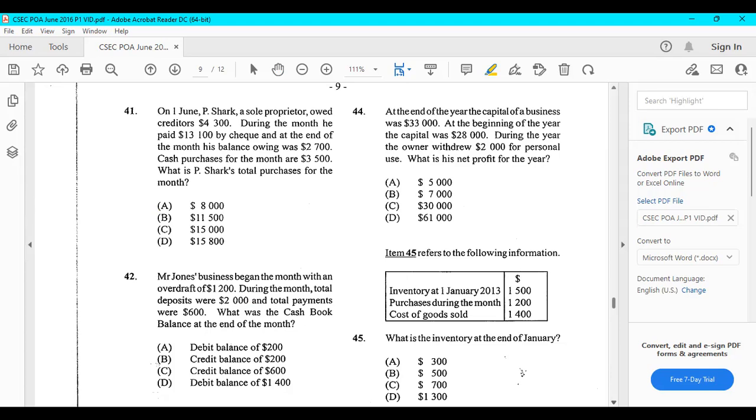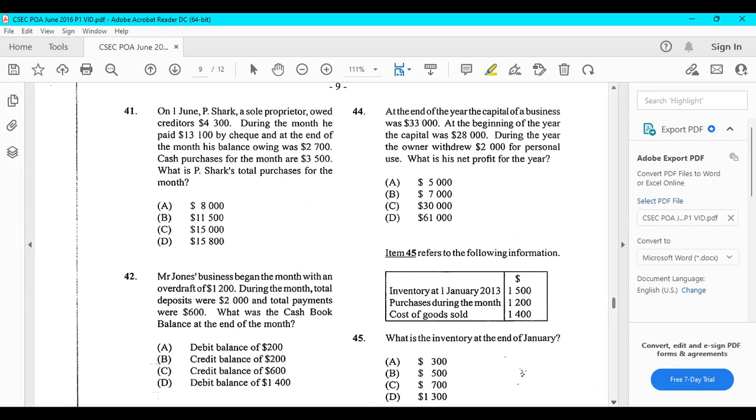But let's go. So, opening creditors, $4,300. During the month, he paid $13,100 by check. At the end of the month, what he owed was $2,700. We need to find total purchases. They gave us cash purchases. But to get total purchases, first of all, it is our total credit purchases plus our total cash purchases. We know the cash purchases, leave it one side. Let's work out the total credit purchases, right?